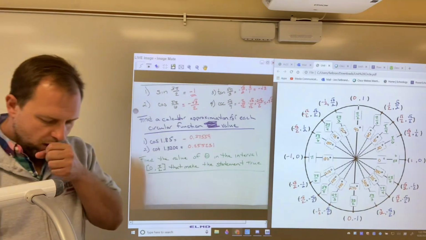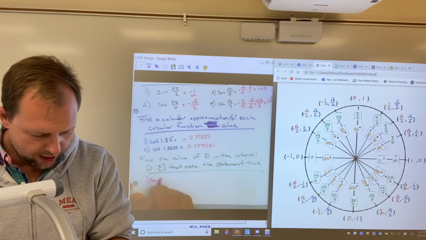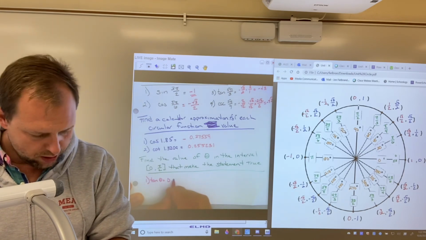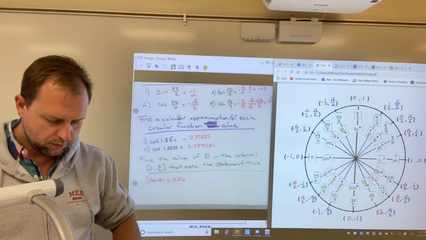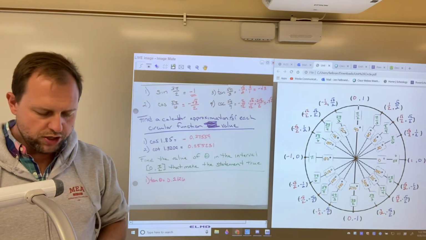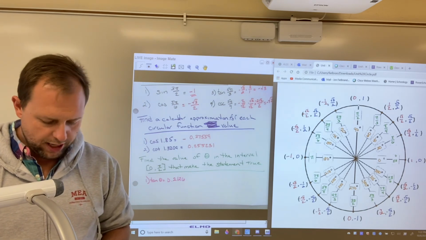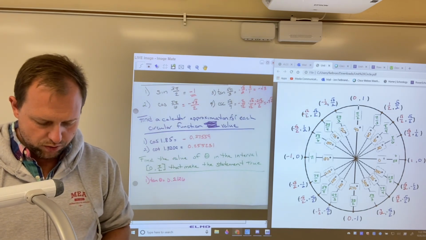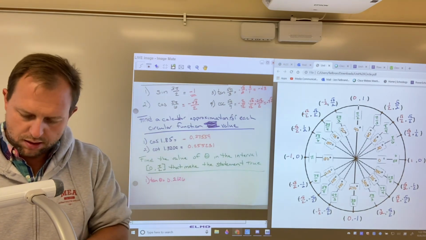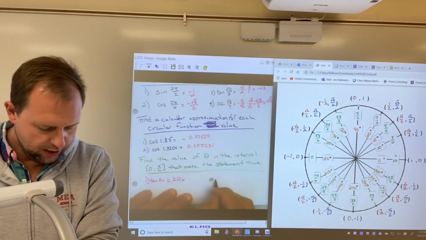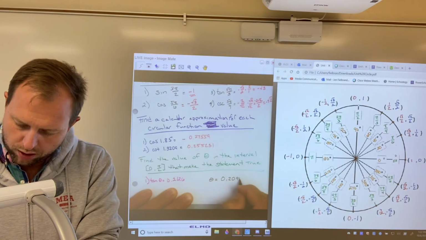So for the first one, tan theta equals 0.2126. To find theta, we're just going to take that tan to the negative 1 function on the calculator and type in 0.2126 and get our value. In this case, theta equals 0.209481, etc.